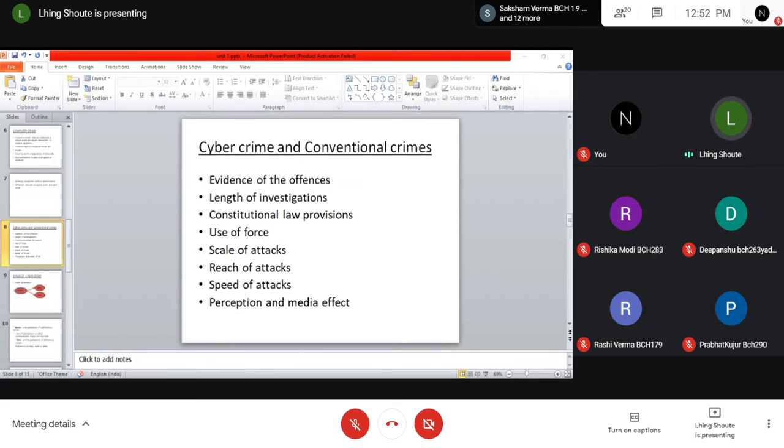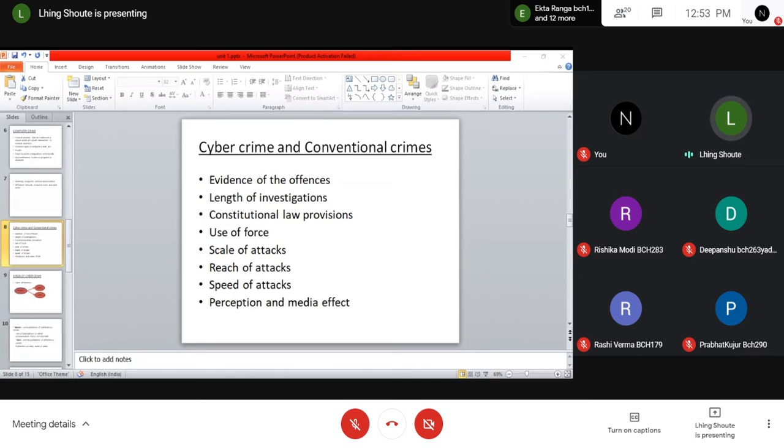Okay, and the next point of difference between cybercrime and conventional crime is perception and media effect. The public and media perception of cybercrime is different from a conventional crime. Suppose a financial institution is hacked, the media will blame the organization rather than the criminals, right?